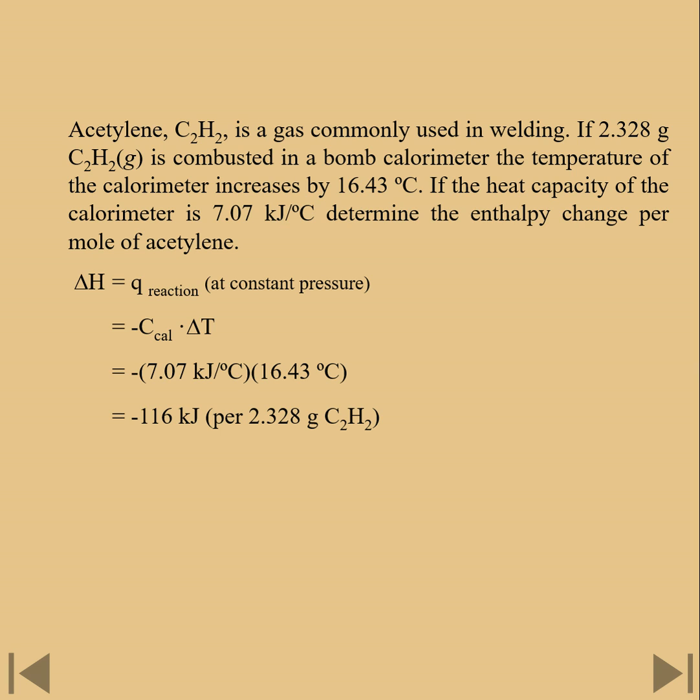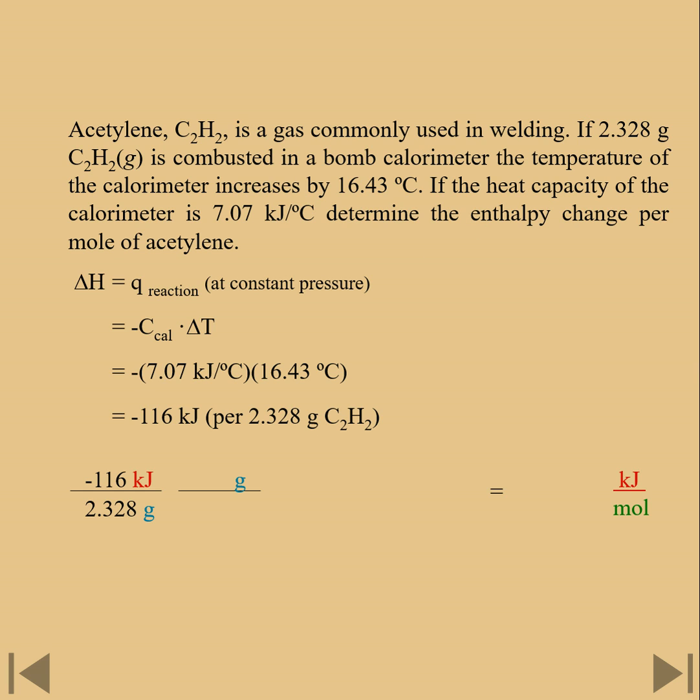I hope that you recognize and expect the next thing is to use our units to convert that into the enthalpy per mole of acetylene. Okay, that's going to carry units of kilojoules per mole. We're going to start with the just calculated kilojoules per 2.328 grams of acetylene. We already have our numerator, so let's take care of our denominator.